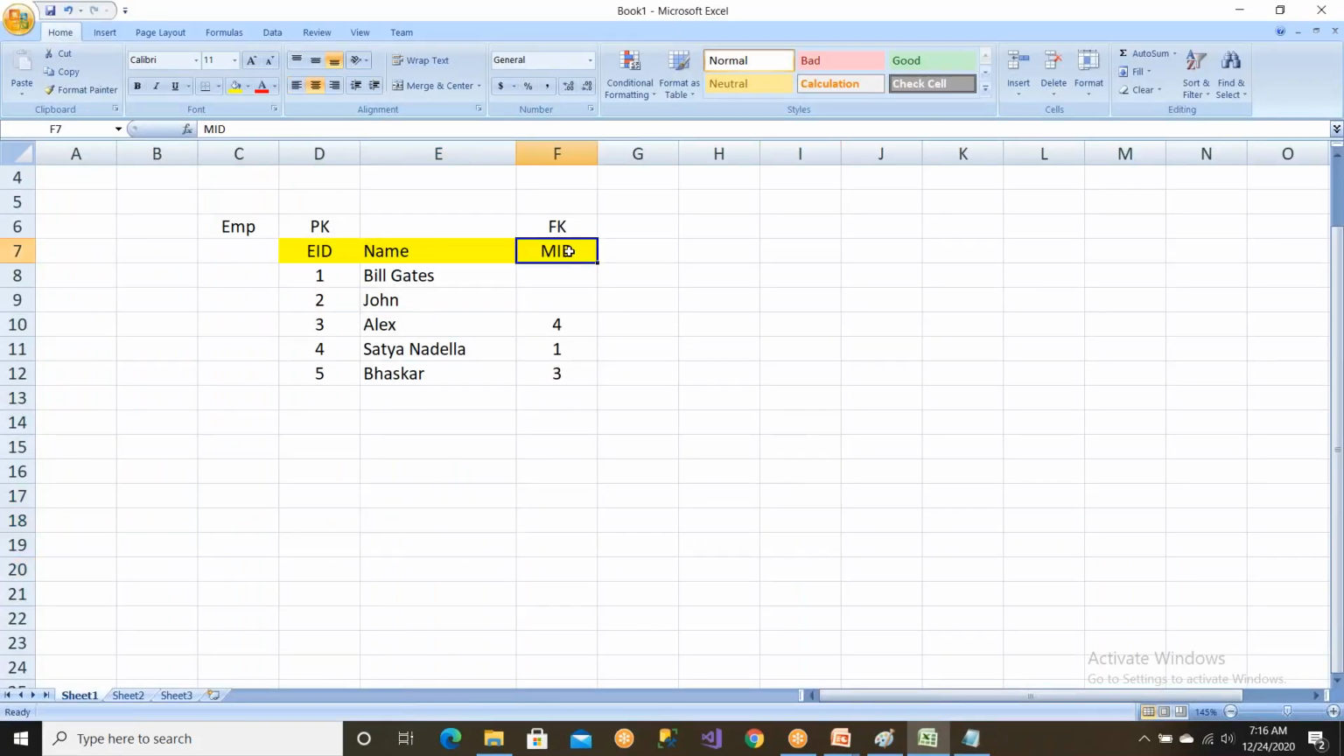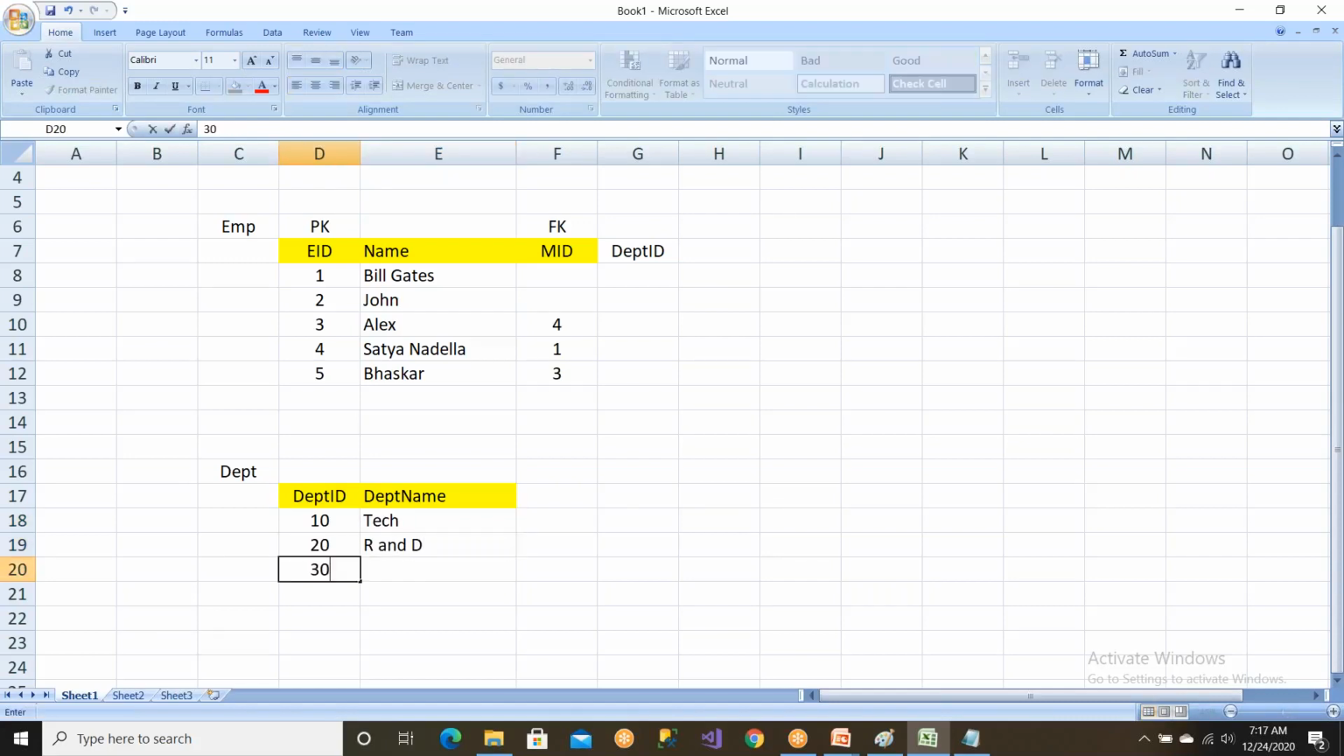And according to me, so this is one foreign key. Now I wanted to know this guy may be working for a department. Department ID. So you have a department table somewhere here, right? So we have created a department table with department ID and department name. So this is one more table we have. Department ID 10 we have technical, 20 we have R&D, 30 we have development, testing department like that. We have a lot of departments in our companies.